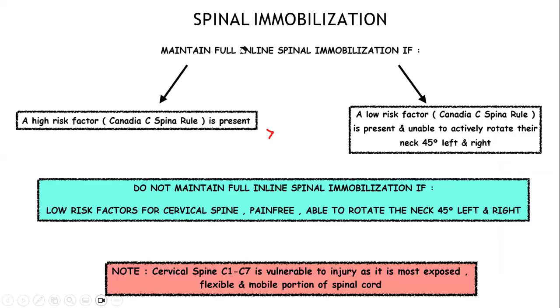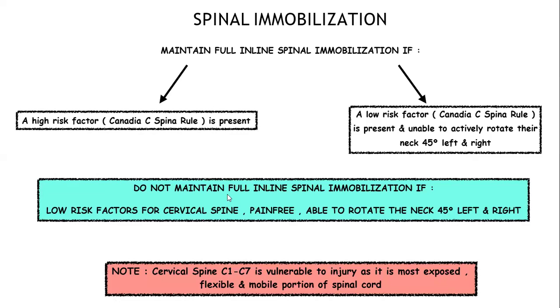Spinal immobilization: maintain full inline immobilization. If a high risk factor is present on the Canadian spine rule, you have to do inline immobilization of the cervical spine to prevent further damage or injury to the spinal cord. And if a low risk factor is present and the patient is not able to rotate his neck, then definitely we have to immobilize the neck and then send the patient for investigation.